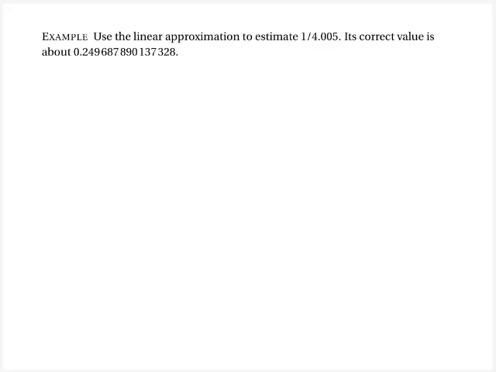Another example, 1 over 4.005, and I wrote out its correct value to a ridiculous number of decimal places. Look at that. Okay, so here the function that you would think about, I think, is the 1 over function. So f of x equals 1 over x, and you would think about it at the point a equals 4. And then plug into the formula.